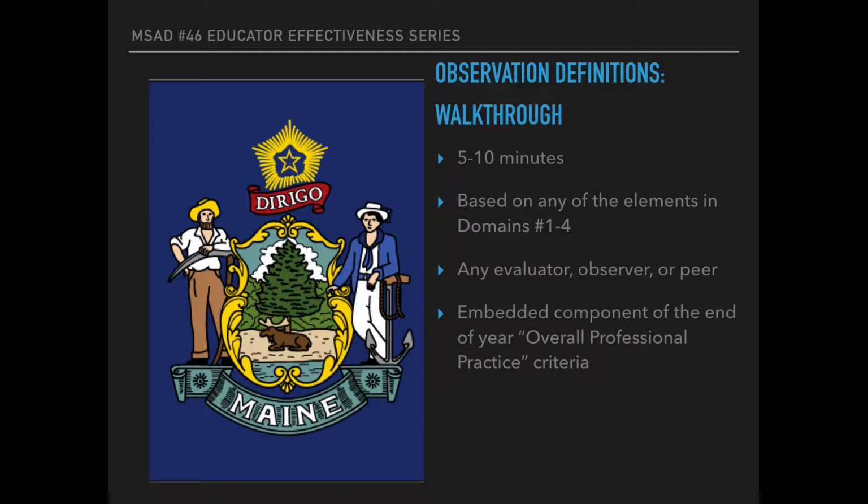We can go in and see, where are the scales posted? Are they being used? Can I talk to a student to say, where's your scale? How do you know when you've gotten there? For example, but they're quick. You're in and out. Any evaluator, observer, or peer mentor can do it, peer on peer or peer mentor. They're also an embedded component of the end of year overall professional practice criteria. So these are, again, very quick. They're just meant to be an overall snapshot, a very quick look at what's going on.